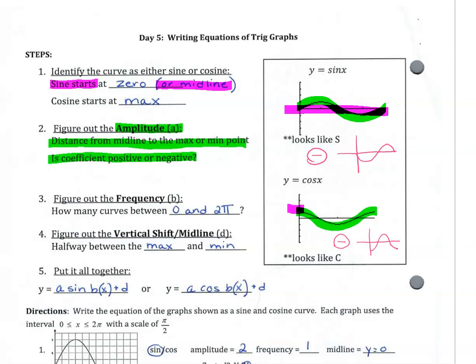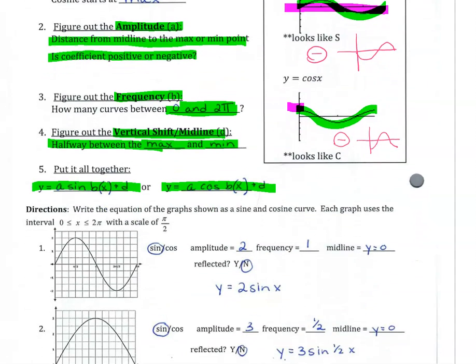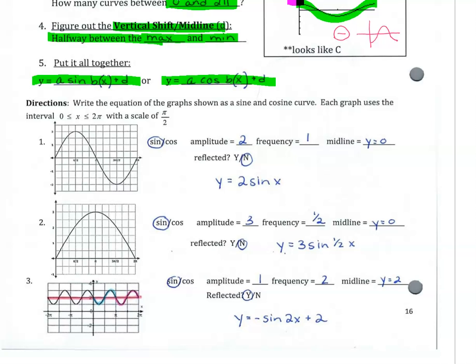Once you figure that out, then we move on to frequency. How many full cycles are you seeing over 2 pi units? We then figure out if there's been any vertical shifting. So where's the midline? Is it at the x-axis? Has it been up? Has it been down? And that midline is always halfway between your maximum and minimum, or the average of those. Once you have that, you put it all together and create a graph based on, up until the end of this lesson, A, B, and D. So amplitude, frequency, midline.